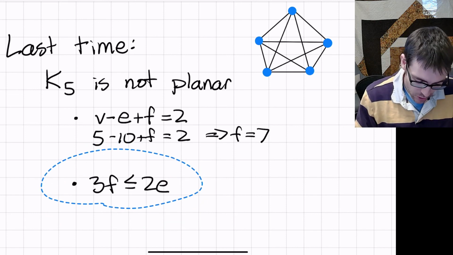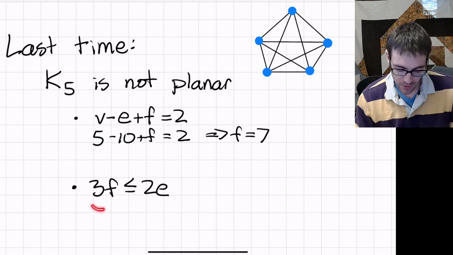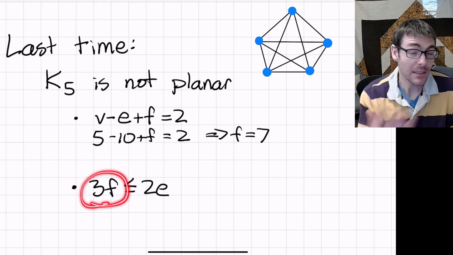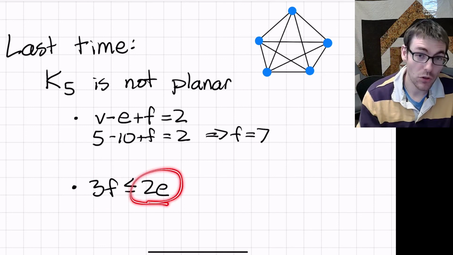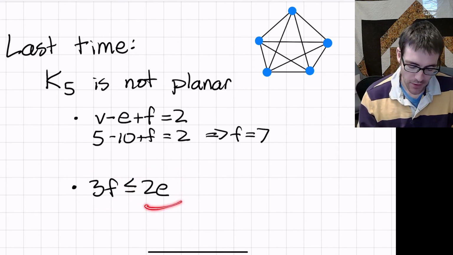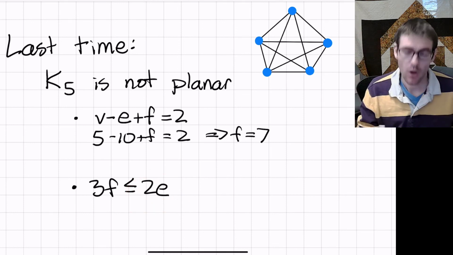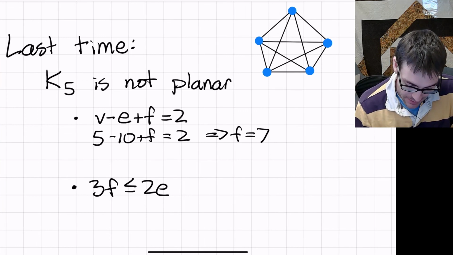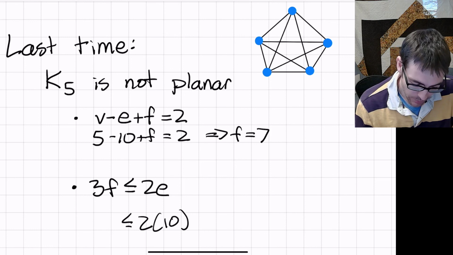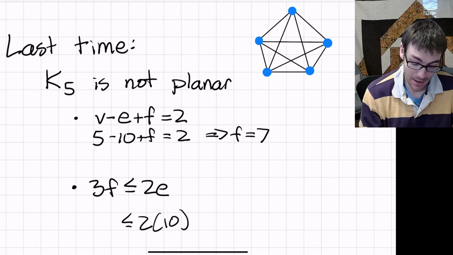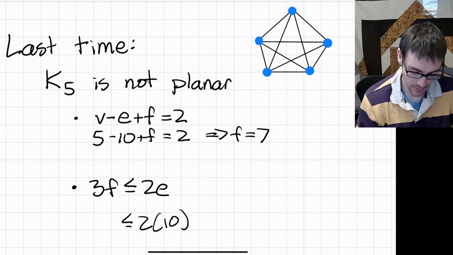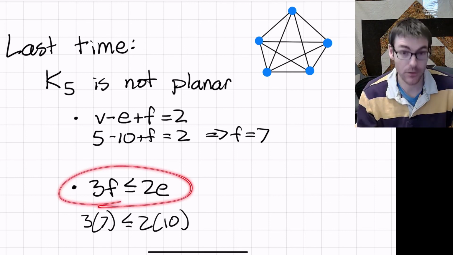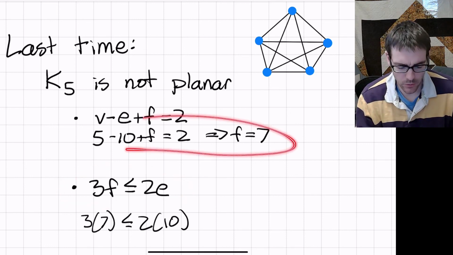Separately, last time we showed that if we count up the number of faces and we count up the number of edges, it better be the case that 3 times the number of faces is less than or equal to 2 times the number of edges. In other words, the number of edges that we have puts an upper limit on the number of faces that we're allowed. Well, if our edge count is 10, then we run into trouble because our planar graph K5 wants there to be 7 faces, but 21 is not less than 20, so we've gone over our limits. We have too many faces required in order to build this planar graph.